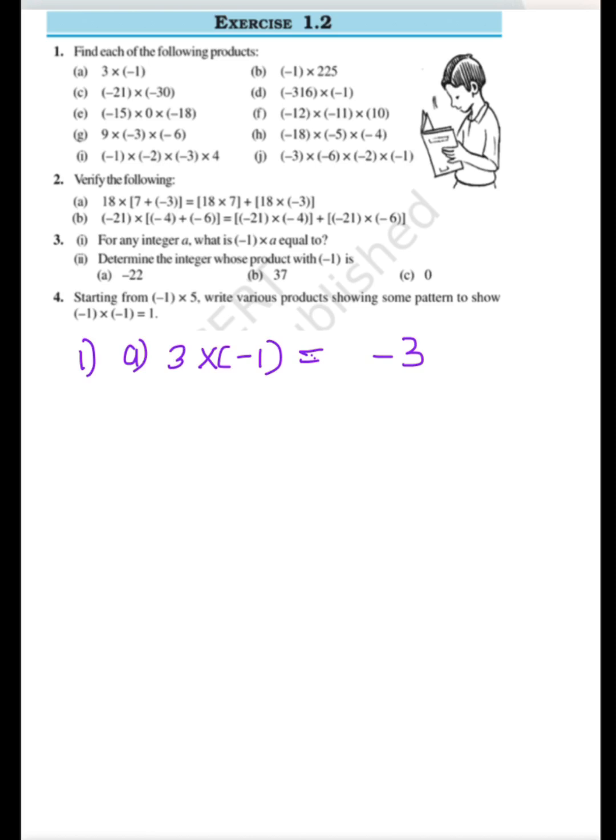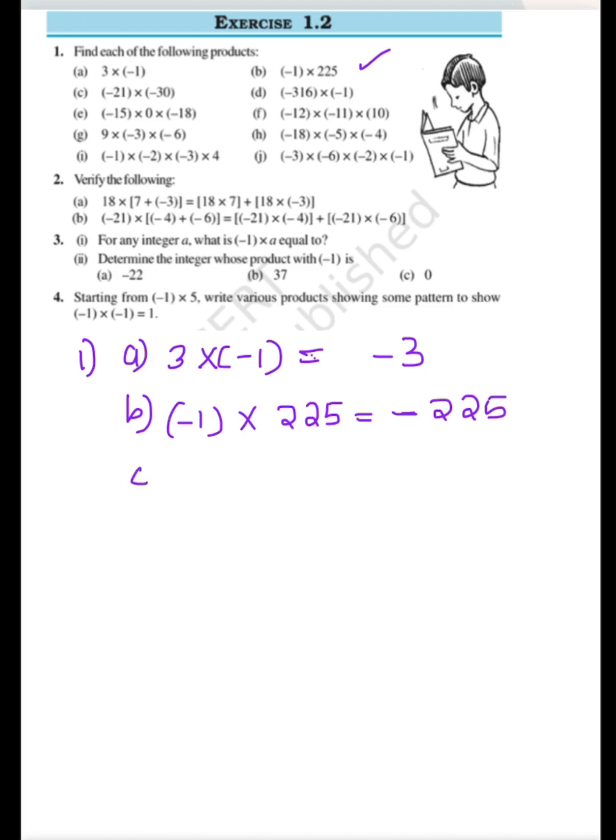Now what is B? Minus 1 into 225. What is 1 into 225? It's 225. Now since there is one minus sign in the question, you can put that minus sign here. So the answer will be minus 225.